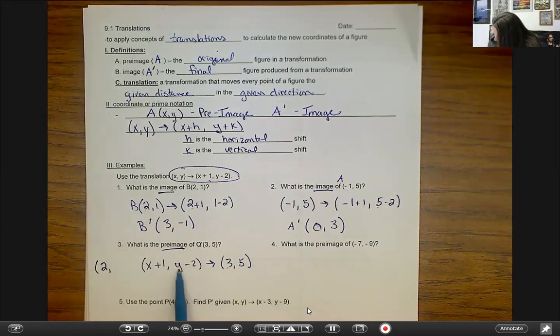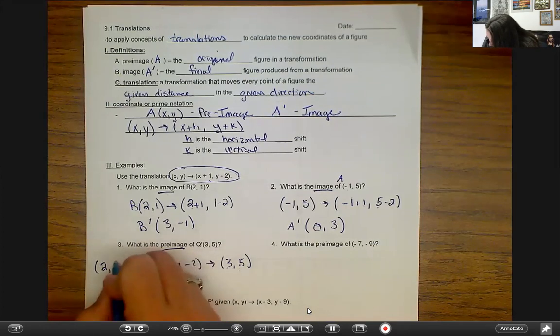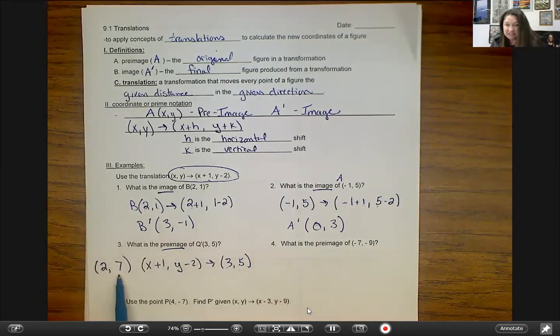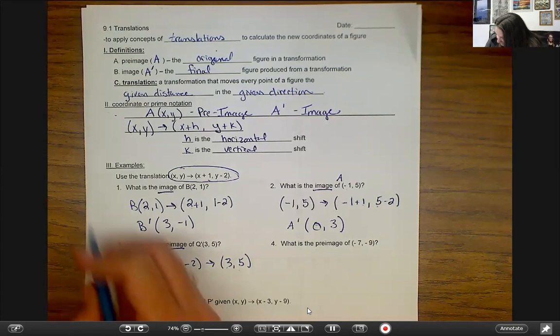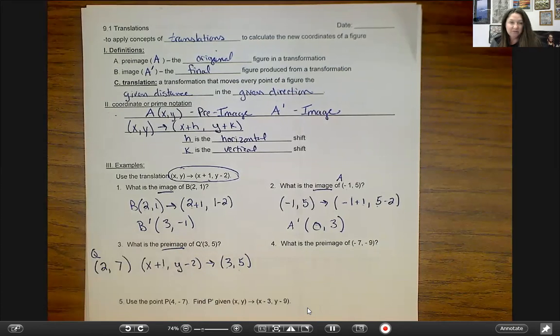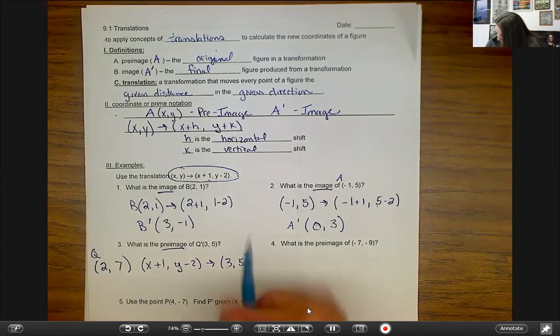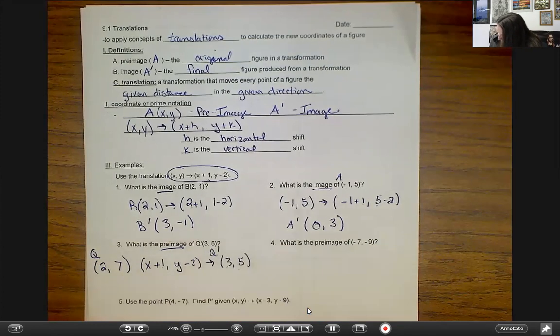And if we look at what the y value needs to be, if y minus 2 would take you to 5, then I would see that the y coordinate would need to be 7, because 7 minus 2 would be 5. So my pre-image here, Q, would be at (2, 7), and then Q prime would be at (3, 5). This is where it started, then it would move to this location.